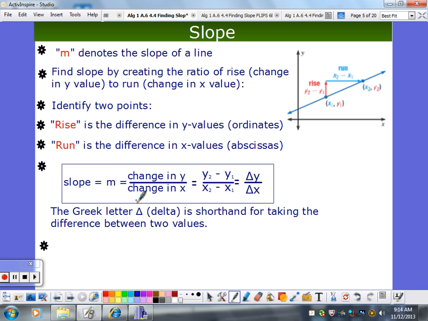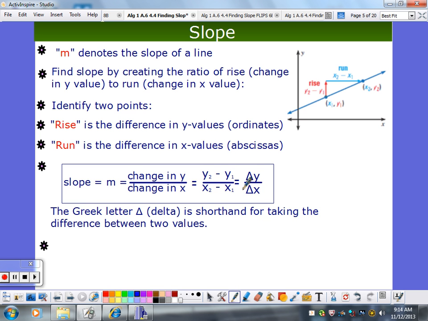Okay, here's the slope formula. It's what we just talked about. Slope, which is using this big M, is the change in the y over the change in the x. Subtract the y's, subtract the x's. So if you have two points, x1, y1, and x2, y2, subtract the y's, subtract the x's.